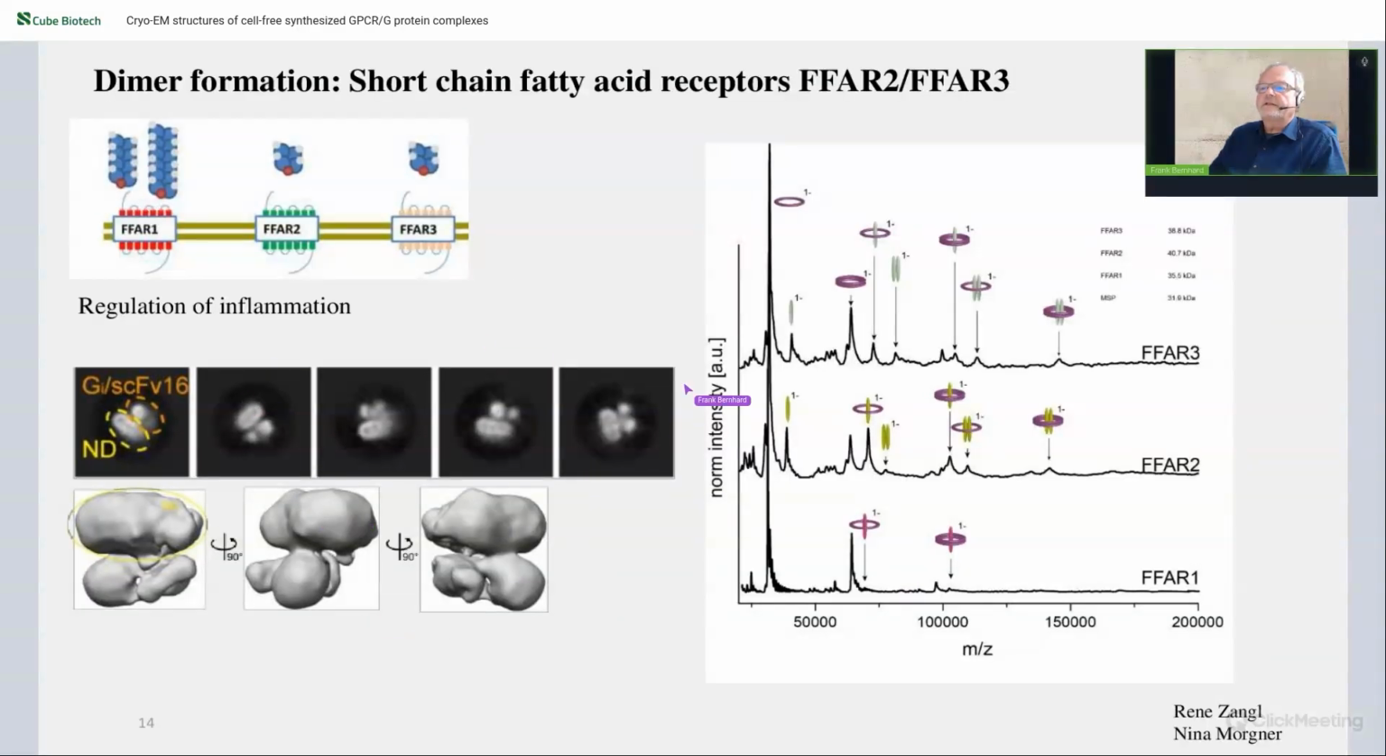So we try to better analyze the dimerization with the example of the free fatty acid 2 and 3 receptors. Also with those, we could form G protein complexes by the protocol I showed you before. Here you see complexes of the FFA2 receptor with Gi heterotrimer. We did not proceed with that for structural analysis because the structure came out at the beginning of the year, so we rather focused on the dimerization.